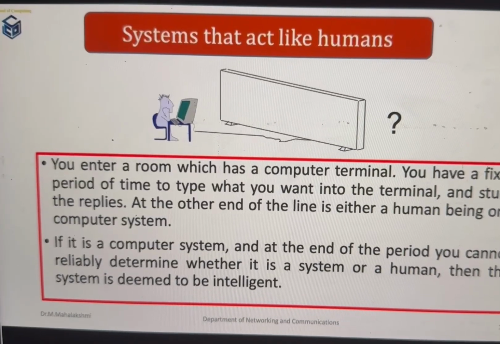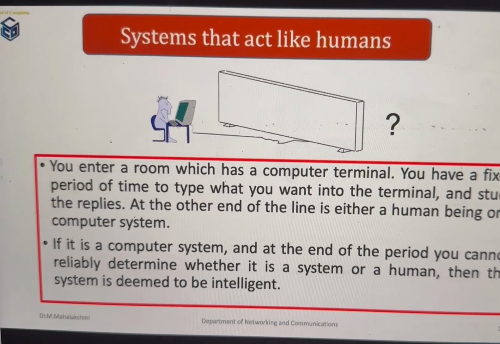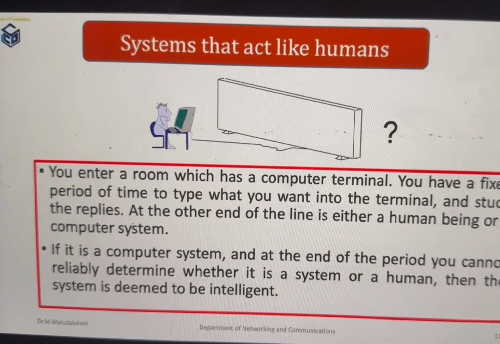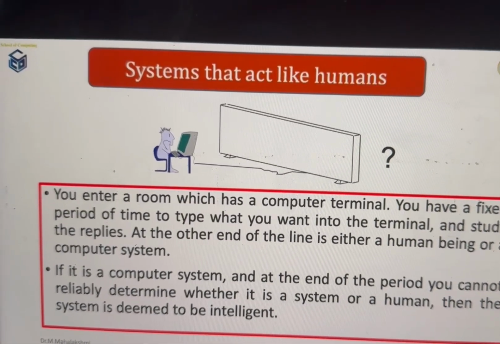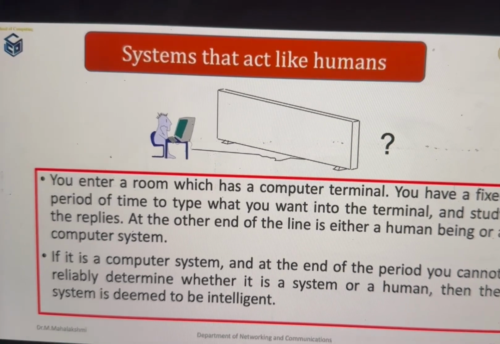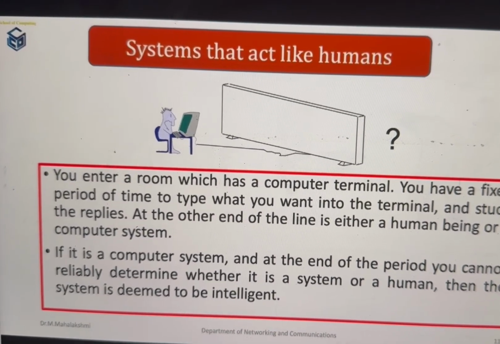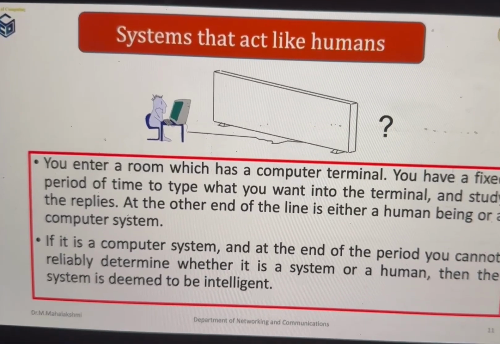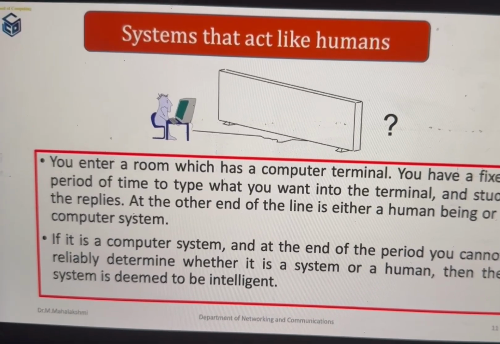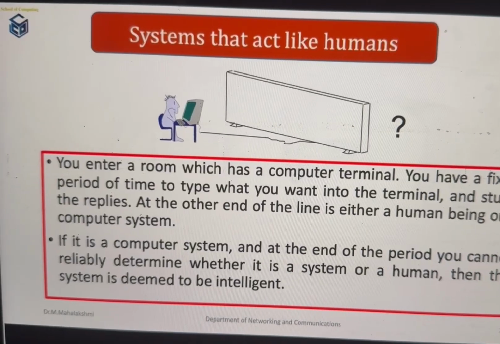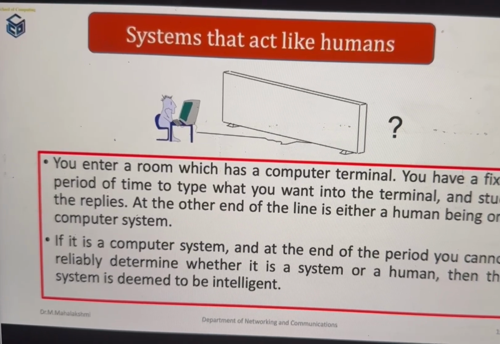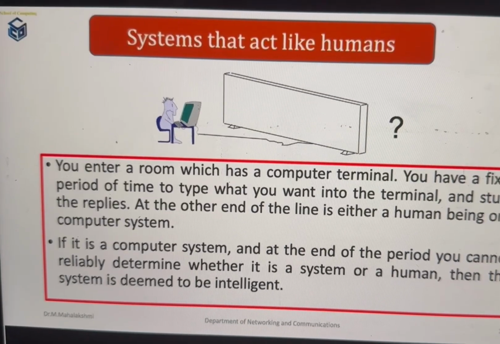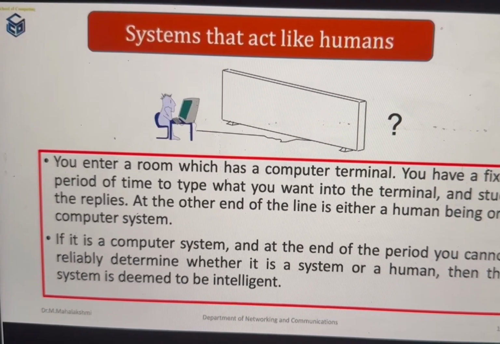So it is like, if you train the system with those 10 questions, and the human is also aware of those 10 questions, both the human and the machine are going to throw the same answer for a particular question. If the machine is also throwing the same answer as a human is throwing, then the machine is declared to have passed the Turing test. That is the thing. Is that clear?